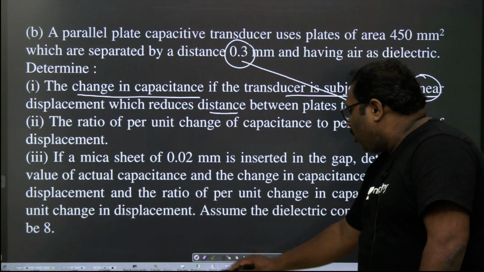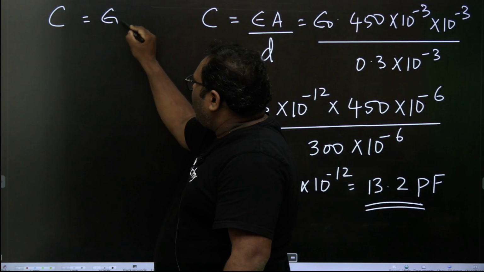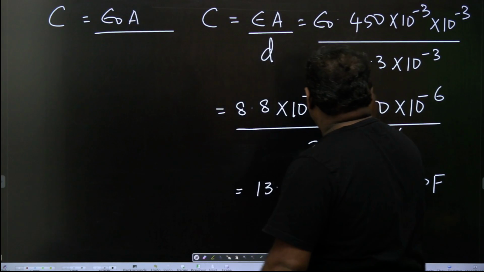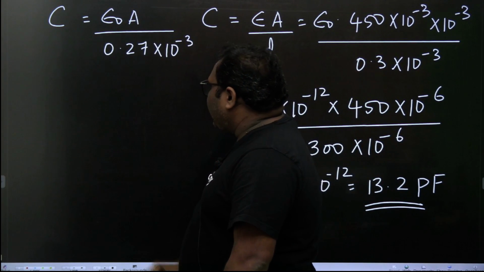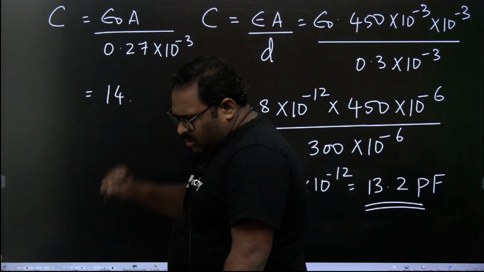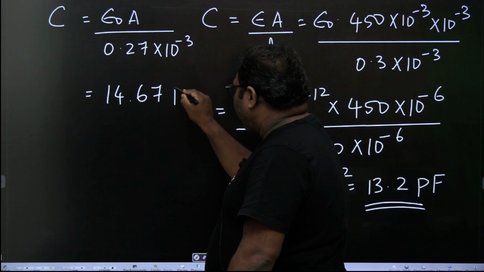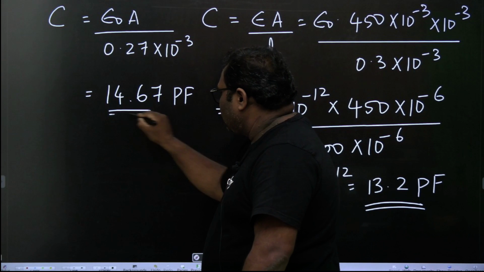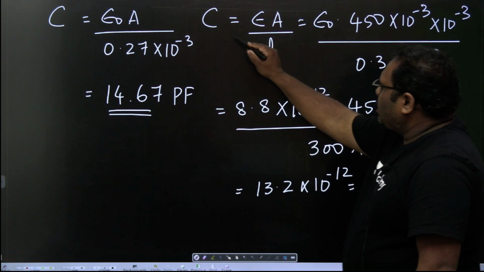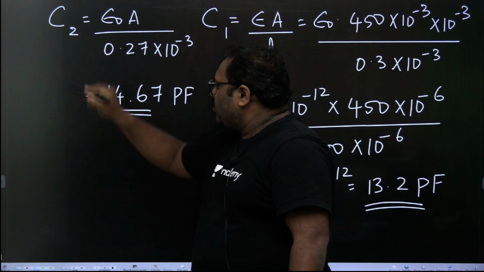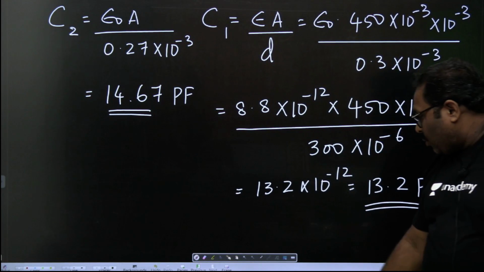So what you have to do now is again recalculate C because of the displacement, being epsilon naught area by the distance, which is now only 0.27 mm, which I got to be 14.67 picofarads, from 13.2 picofarads. This is the C1, this is the C2. Change in capacitance. And it is a 12 mark question, 12 marks.